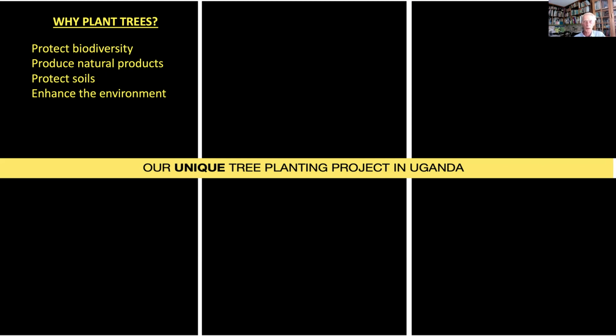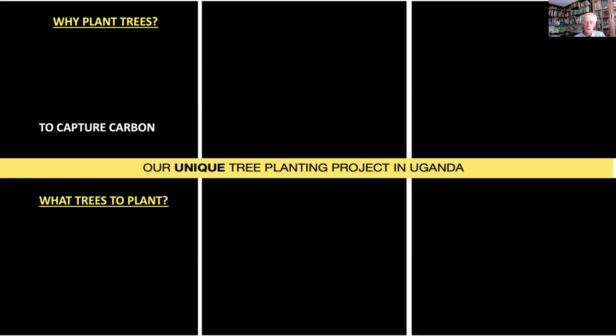Trees also protect soils from erosion. They also give fertility to soils, and they enhance the environment. So the key question is, why plant trees? Well, in a climate emergency, we plant trees to capture carbon. Now, what trees to plant?